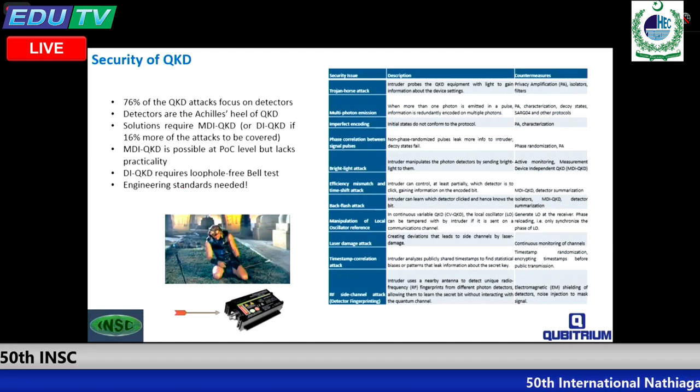So therefore, these attacks should be studied, and there are countermeasures here. The resolution is small, my bad, but there are countermeasures here, and these are the attack mechanisms. These countermeasures should be studied, and there should be more and more attacks so that the engineering standards become solid, and then QKD can be a reliable protocol.